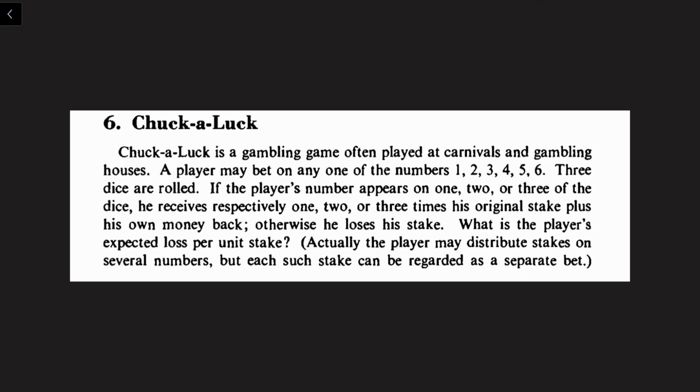3 dice are rolled. If the player's number appears on 1, 2, or 3 of the dice, he receives respectively 1, 2, or 3 times his original stake plus his own money back. Otherwise, he loses his stake. What is the player's expected loss per unit stake?